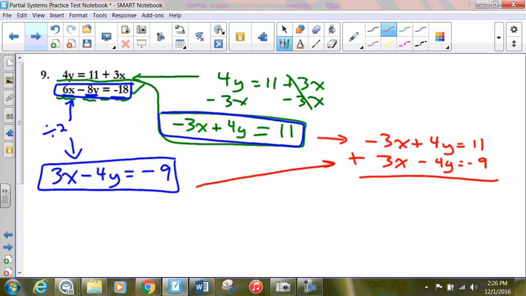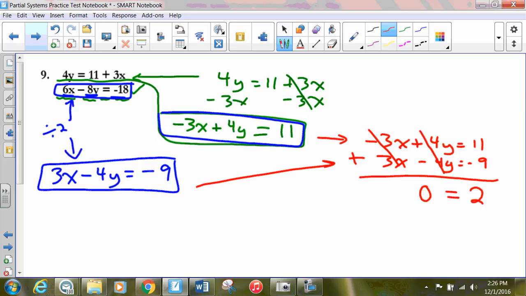We see that negative 3x plus 3x, gone, eliminated. Oh my goodness, it's our lucky day. 4y plus negative 4y, also gone. When everything's gone, when all the cookies are off the plate, what's left? The number that stands for everything's gone is 0. Nothing's left. And then we have 11 plus negative 9, which is 2.